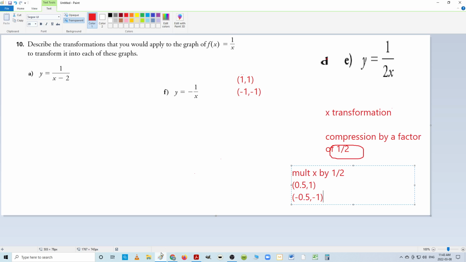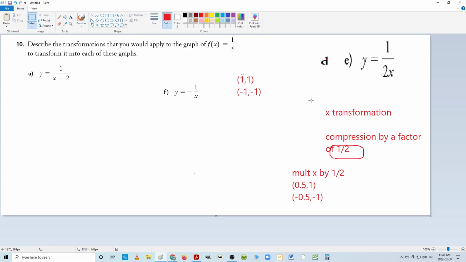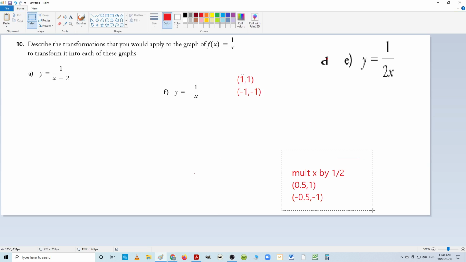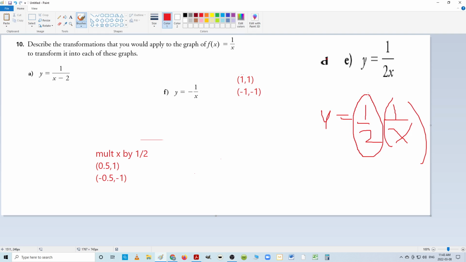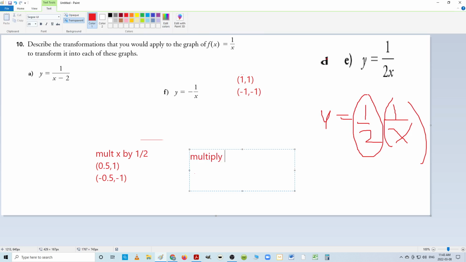Now I also want you to take note that this, which is an X compression by a factor of 2, can also be rewritten as this. Which is now written as a Y transformation or Y compression by a half. So now we'd multiply all my Y values by a half, and guess what? I'm going to get the same values, and it's going to look exactly like the same graph.